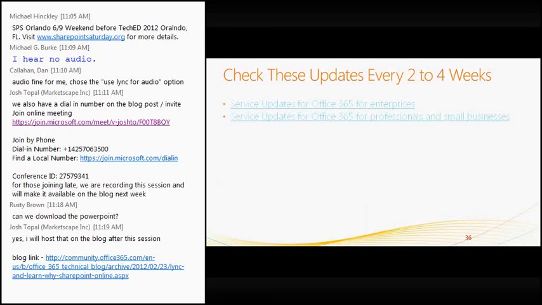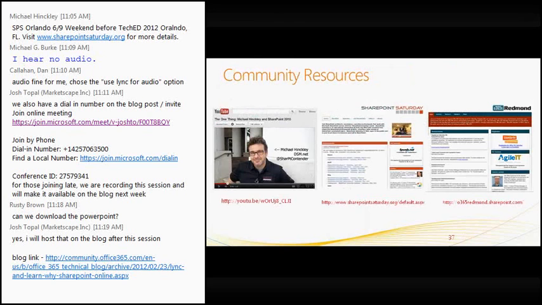These are quite helpful, and they'll also be available to you on a regular basis to double check. And as I can tell you, with SharePoint Online and Office 365, those come very fast and furious.